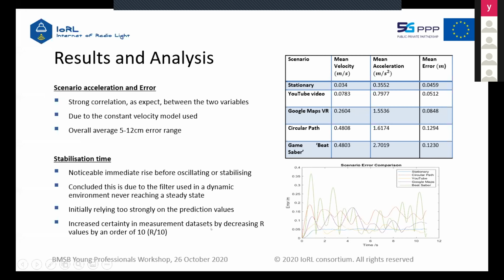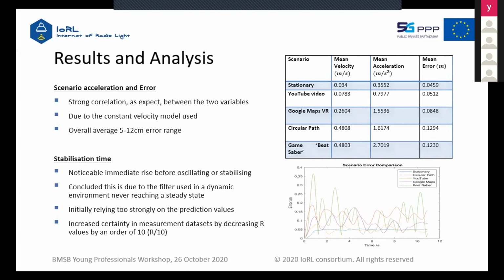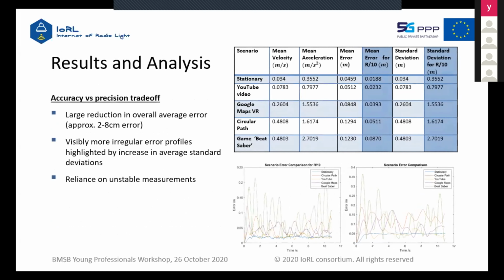So what we did for a further study was we increased the certainty in our measurement data sets to counteract this, decreasing our R values for both millimeter wave and VLC by an order of 10. What this led to was a large reduction in overall error. So here you can see our data sets for R over 10 in dark blue. And we can see that we now have average errors of 2 to 8.7 centimeters, which was a drastic improvement.